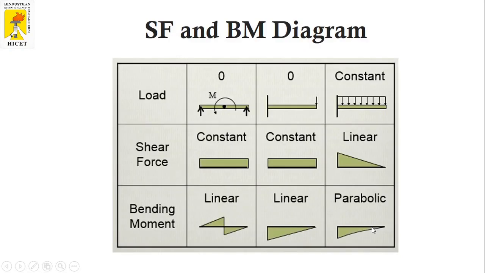In a similar way, if the load is a moment at a particular point, the shear force is constant and the bending moment is varying linearly. If there is no load between 2 points, the shear force is constant and the bending moment is linearly varying between the 2 points. If you have a constant UDL between the 2 points, the shear force is linearly varying and the bending moment is parabolic.